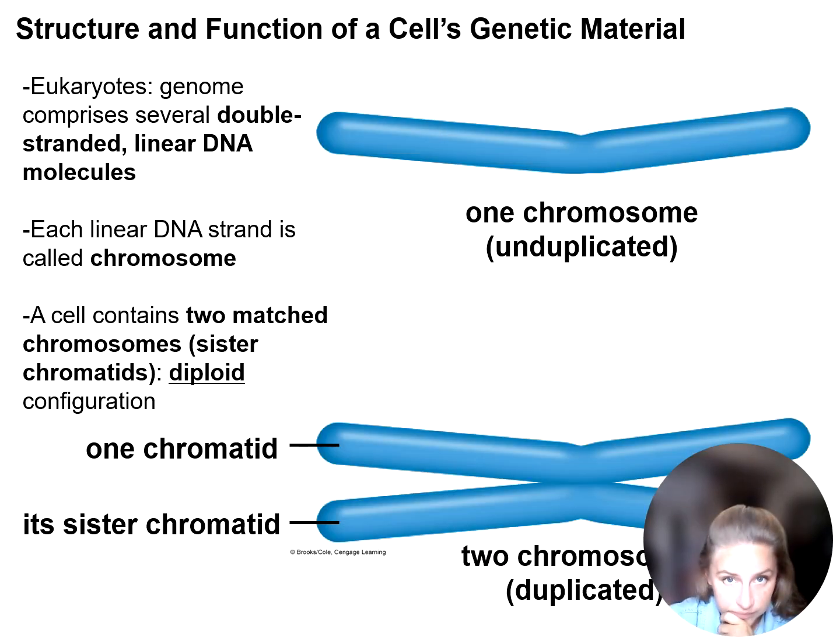Okay, so just a little bit of background information before we get into the actual process of mitosis. When we're talking about chromosomes, they can exist in two ways. You can have one chromosome, which is unduplicated, usually called one chromatid. Or you can have two chromosomes, which is an identical copy of each chromosome. Those two chromosomes together are called sister chromatids.